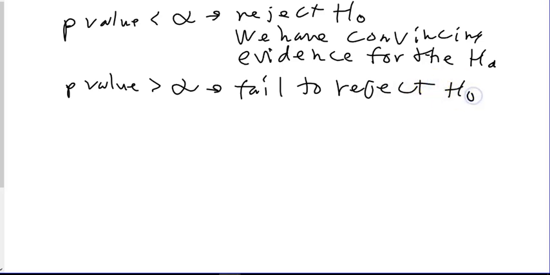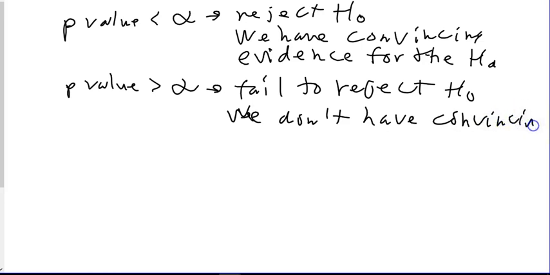Now remember, it's like a court of law. We don't find anybody innocent, and we don't actually find for the Ha. We just reject, or fail to reject, the Ho. All right? And in this case, we don't have convincing evidence for the Ha.